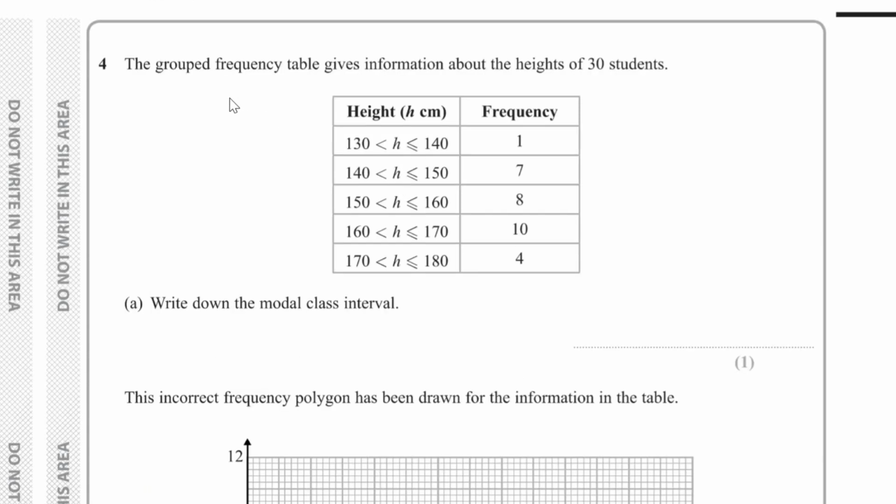Question number 4. The grouped frequency table gives information about the heights of 30 students. That's what we see here. And for part A, we have to write down the modal class interval. Well, the modal class interval refers to the most common. The most common is the one with the highest frequency. The highest frequency is 10. That corresponds to a range of heights 160 less than h less than or equal to 170.